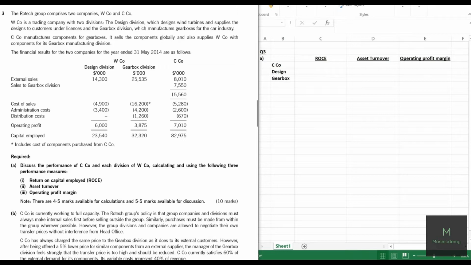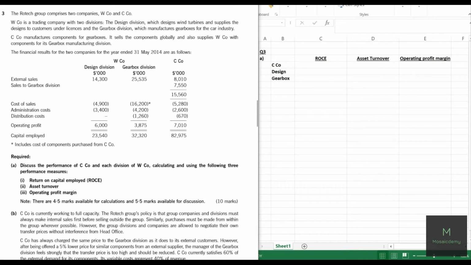In this case, let's just read through the case in case there's any controllability aspect there. So it says Rotech Group comprises of two companies, WCO and CCO. WCO has two divisions: design division, which designs wind turbines and supplies designs to customers under licenses, and gearbox division, which manufactures gearbox for the car industry. CCO manufactures components for the gearbox. It sells the components globally and also supplies WCO with components. So that's where the transfer pricing comes in. CCO supplies WCO. Okay, and the financial results are given.